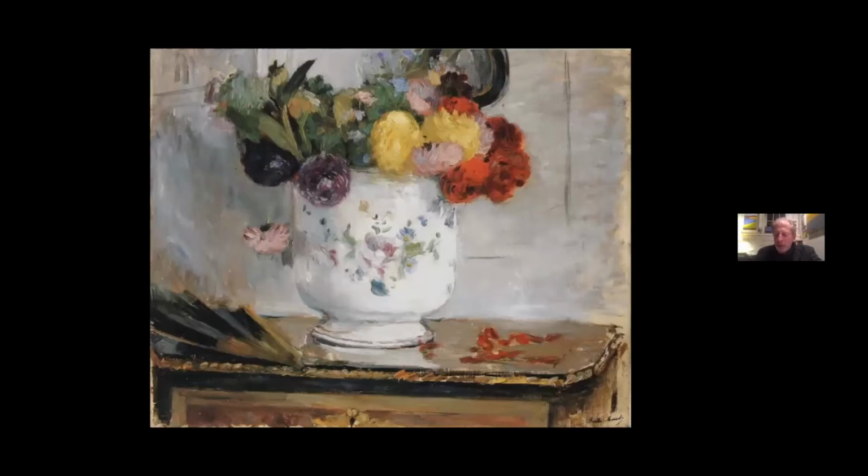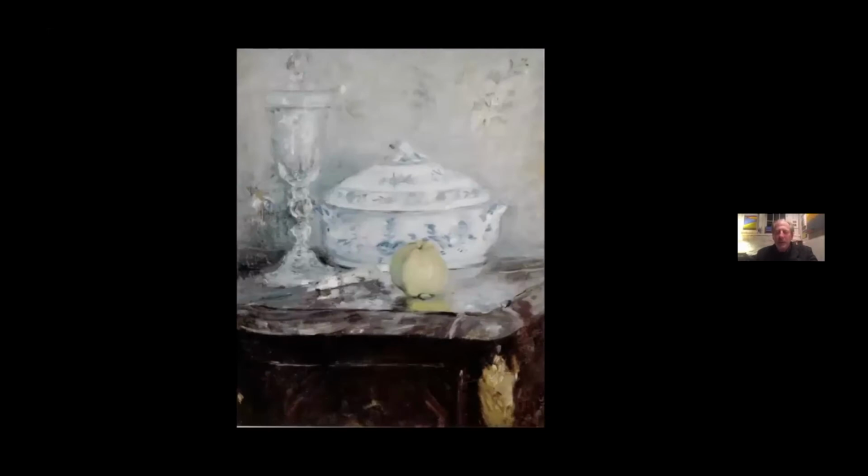This is by Berthe Morisot. You can see how influenced she was by Manet, even though she insisted she was an impressionist. Here's another one of hers. Notice the extremely circumspect use of color.